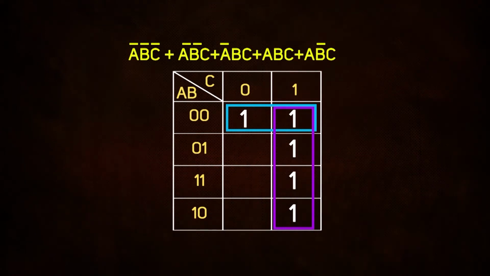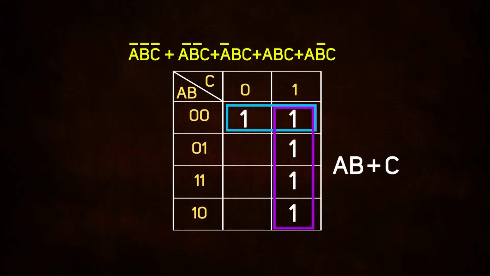Now, we start reduction. The first group is a pair from which the variable C is eliminated because C takes both 0 and 1 values. So, the term is AB. The next group is a quad. The variables A and B are to be eliminated because both variables change their forms along the terms from 0 to 1 and from 1 to 0. So, A and B are deleted. So, the reduced term is C. Thus, the minimized expression is AB plus C.